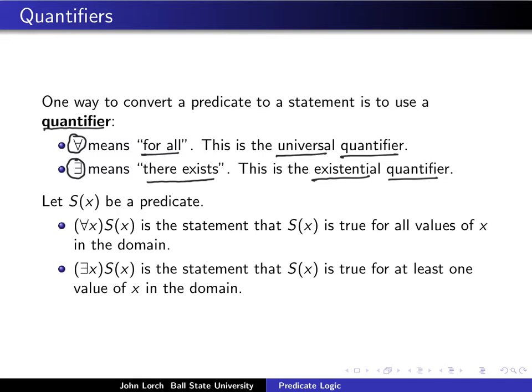So we can use these quantifiers, as I just mentioned, to convert predicates to statements. So if S of x is a predicate, we can form the following universal statement: for all x, S of x. That is the statement that S of x is true for all possible values of x in the domain. We also have what's called an existential statement. So there exists x, S of x, is the statement that S of x is true for at least one value of x in the domain.